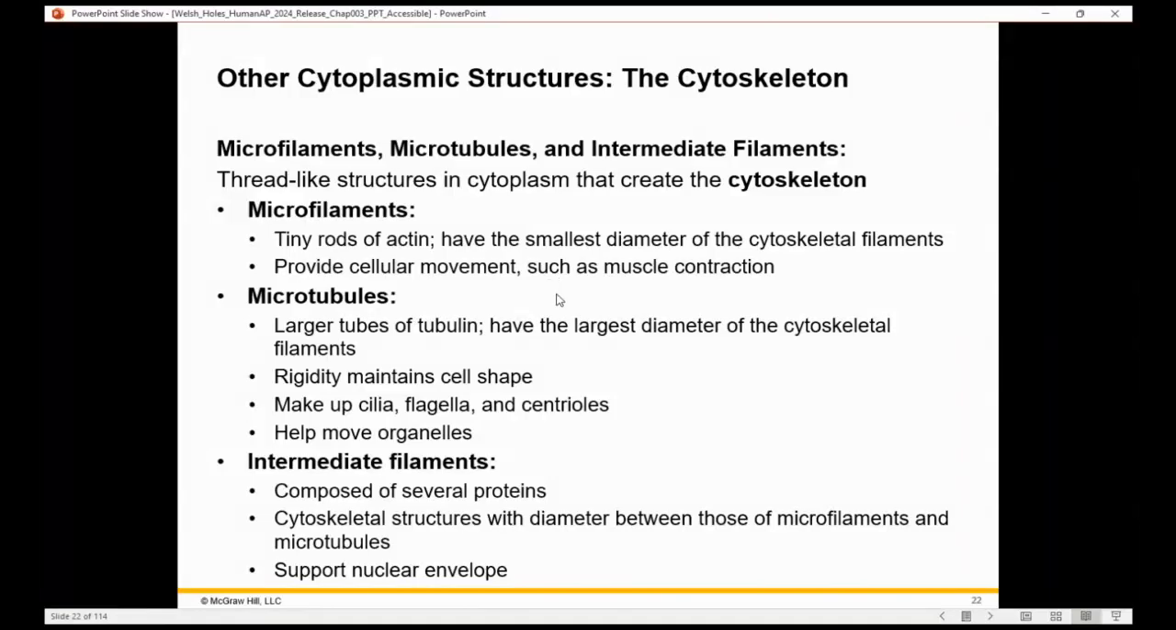Microfilaments are tiny rods of actin. They have the smallest diameter of the cytoskeletal filaments. They provide cellular movement, like muscle contraction. The microtubules are larger tubes of tubulin. They have the largest diameter of the cytoskeletal filaments. Their rigidity maintains cell shape. They make up the cilia, flagella, and centrioles, and they help move organelles. The intermediate filaments are composed of several proteins, with a diameter between those of the microfilaments and microtubules, and they support the nuclear envelope.